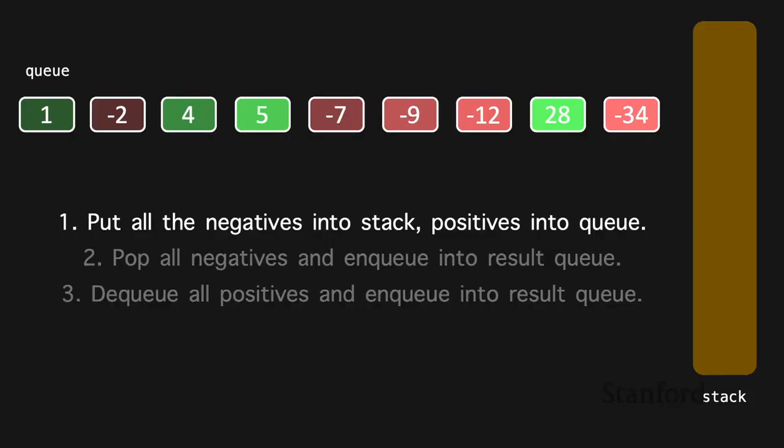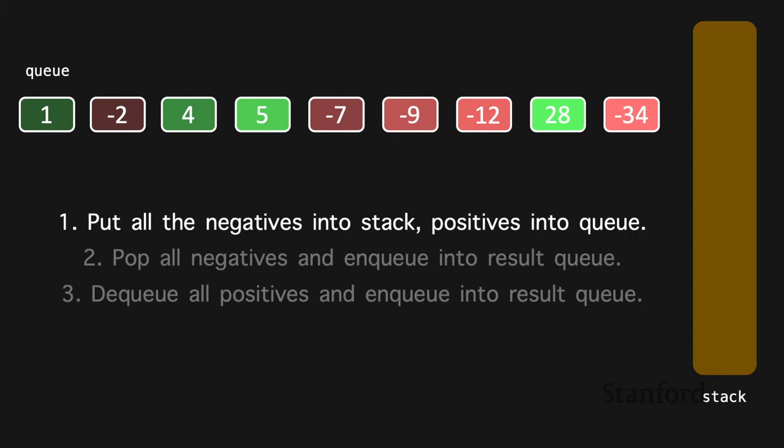Currently our first step is to move all the negatives into the stack, positives into the queue. But we don't have another queue. How can we solve this without using another queue? Are you raising your hand? Put them into the back of the same queue. Yeah, exactly. Because we can't use another queue, why don't we just reuse the queue we have right now?